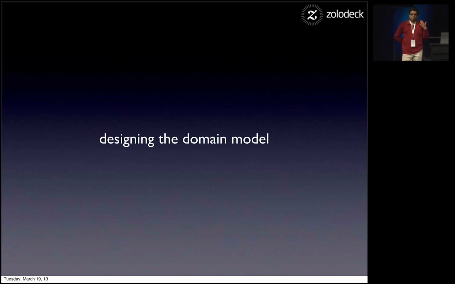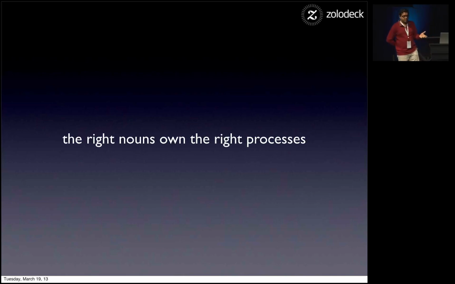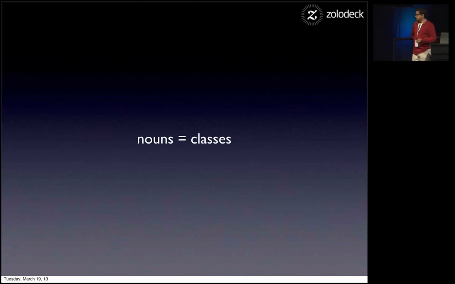And so the process of sort of designing a domain model in this world essentially boils down to making sure that the right nouns, first of all, you want the right nouns to be in this picture, and that these right nouns own the right processes. A lot of patterns and guidelines are around in the literature to kind of help you achieve this distribution, right? And of course, in this world, nouns are classes or objects, right? And the processes are the methods inside those classes.